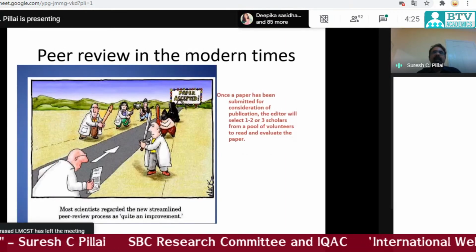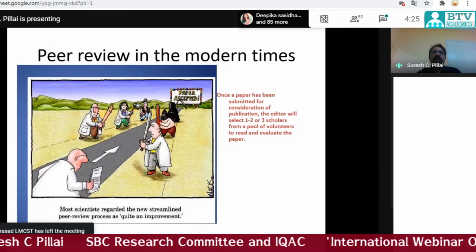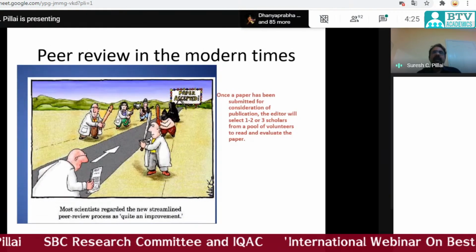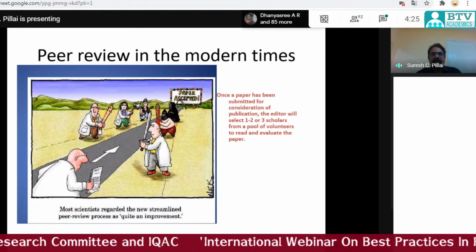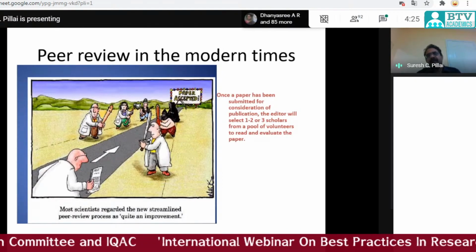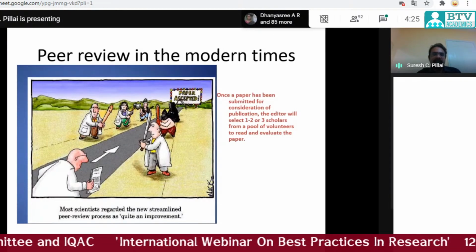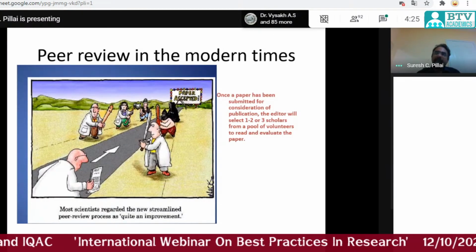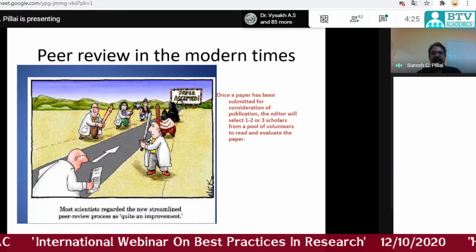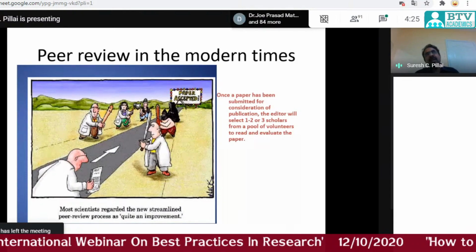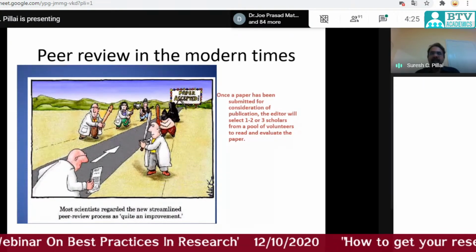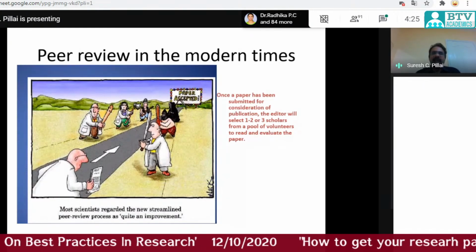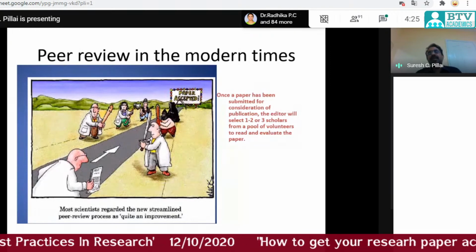The peer review process is a very tough process. It is a streamlined process, but very tough. There are the editors first, then the reviewers, the editor again, the editorial board, and then the editorial assistant, and after a series of beating, only the paper will be accepted, if it is accepted.